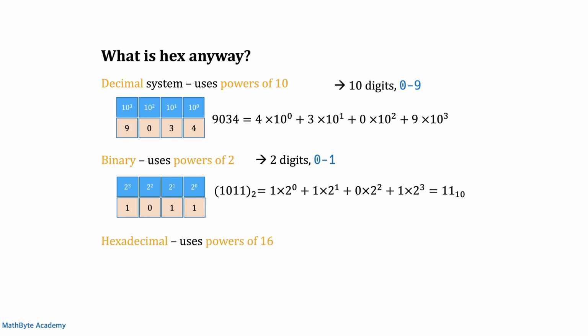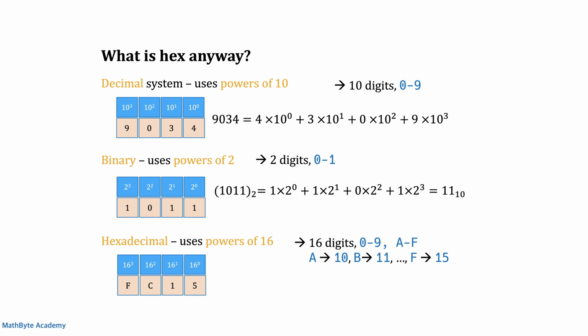Hexadecimal uses powers of 16. It's base 16, and so it has 16 digits, 0 through 9 and A through F. Here, A is 10, B is 11, C is 12, and so on, and F is 15 in decimal. So the hex digit A means 10 in decimal, and the hex digit F means 15 in decimal. If we look at the boxes again, we have powers of 16 now: 16 to the 0, 16 to the 1, 16 squared, 16 cubed.